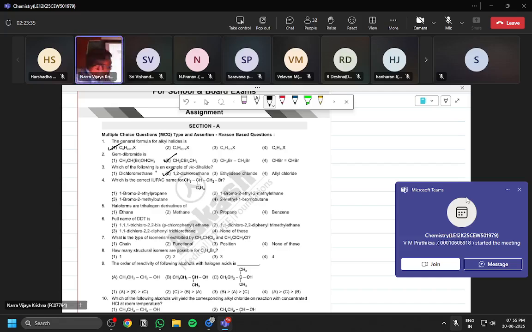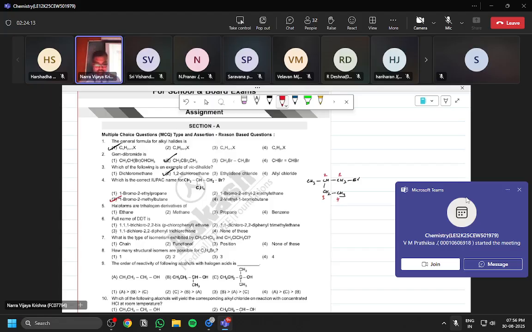What is the IUPAC name of this compound? This is C2H6. Means I need to start counting from here. 1, 2, 3, 4. Here 2 carbons are there. CH3, CH, CH2, CH3. Correct or not? Bond CH2Br. So I need to start numbering from here. 1, 2, 3, 4. 4 carbon chain. So 1-bromo-2-methylbutane. 1-bromo-2-methylbutane.